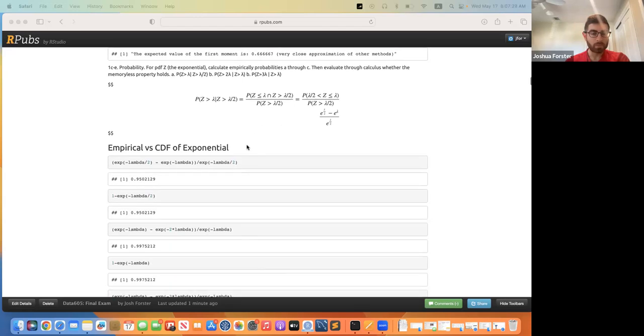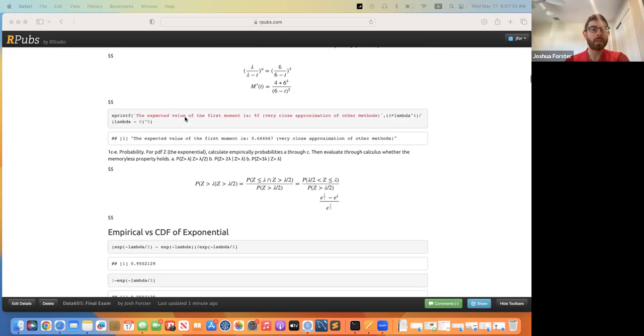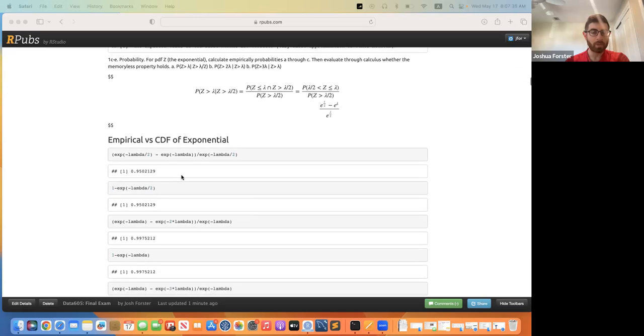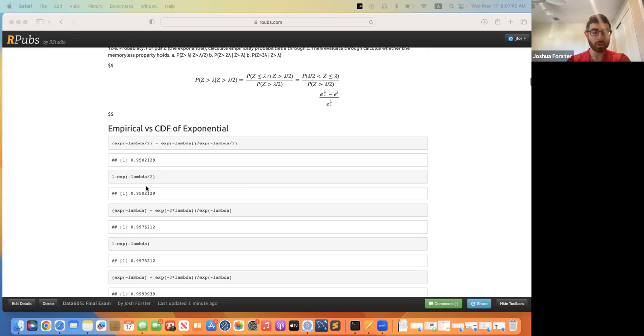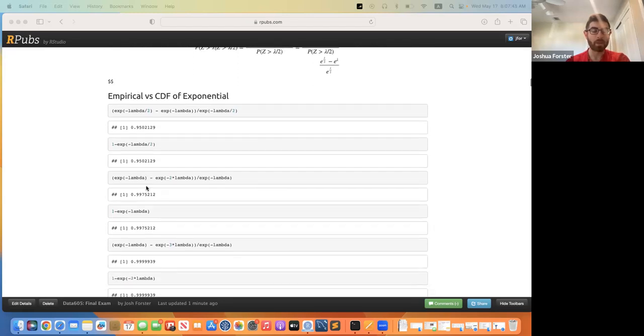Once we step through that process, I wasn't entirely sure what you meant for the calculus for memory properties, so I just applied what the CDF was to show that those matched across the different examples that you gave for the conditional probability.